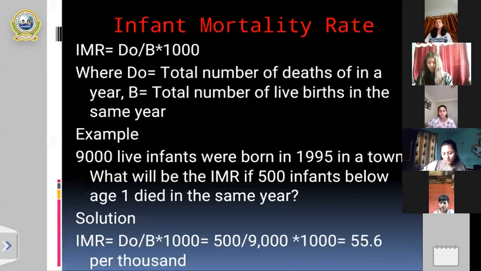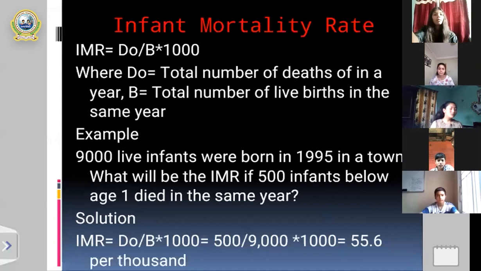So you can see on the slide, the example: suppose that 9,000 infants were born in 1995 in a certain town. What will be the IMR? IMR means infant mortality rate, if, you can see the condition, 500 infants below age 1 died in the same year, right? The question is there, you can see.